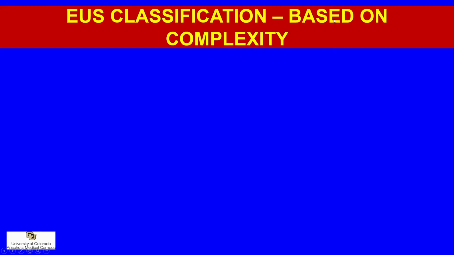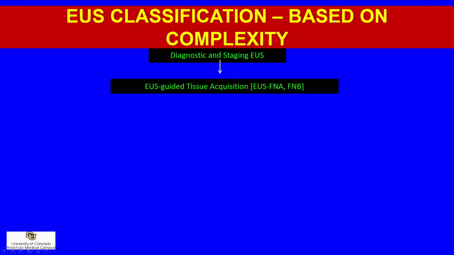Now, this is just my approach. This is how I think of interventional endoscopy or the procedures that we do with this platform. It's based on the overall complexity and the adverse events related to these procedures. Right at the top is, of course, your bread and butter EUS staging and diagnosis performed during EUS. The next level is EUS-guided tissue acquisition, whether you use FNA needles or fine needle biopsy needles.